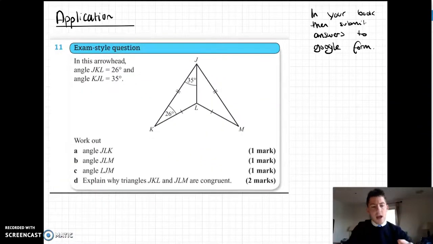And lastly, application question. In your book, please draw this out. Give me the answers, and then I'm going to give you a Google form, and you can just submit your answers for me so I know you've got it correct.